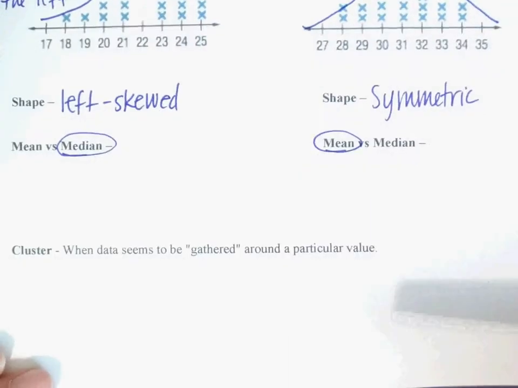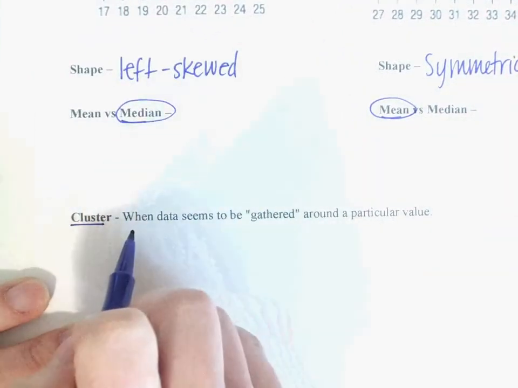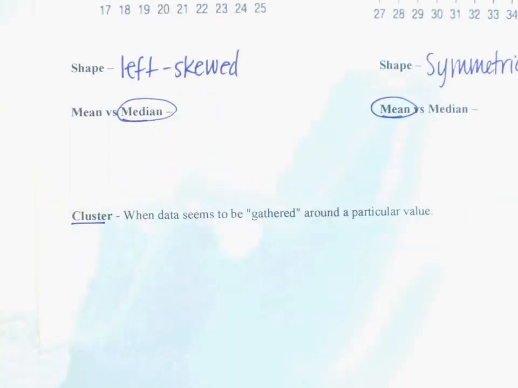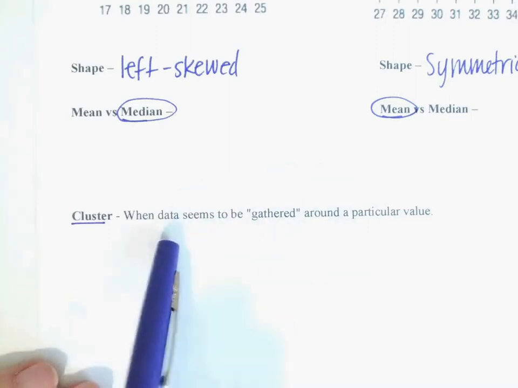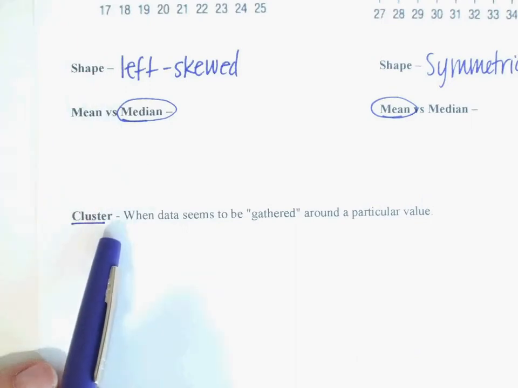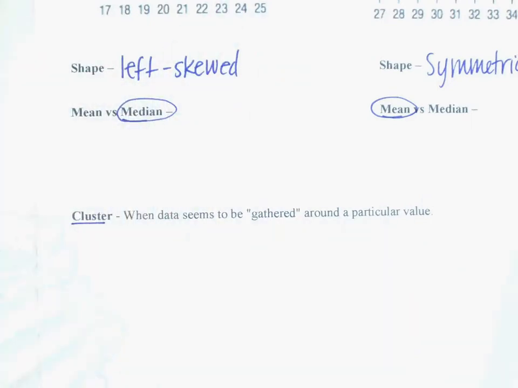The last thing that I have right here is the vocab word cluster with its definition. You heard me talk a little bit about it in this video, so I just want to remind you, this is when data seems to be gathered around a particular value. So we'll see the clusters on the opposite side of skewed data.